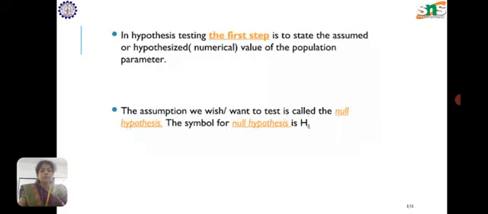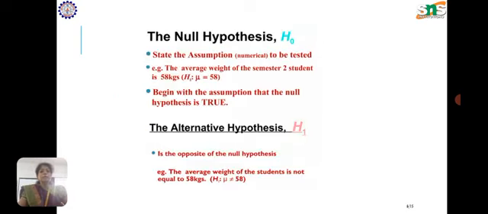In hypothesis testing, the first step is to state the hypothesized value of the population parameter. The assumption we wish to test is called the null hypothesis. The symbol of the null hypothesis is H0. The null hypothesis is an assumption to be tested. For example, we can assume the average weight of semester two students is 58 kgs. Begin with the assumption that the null hypothesis is true.